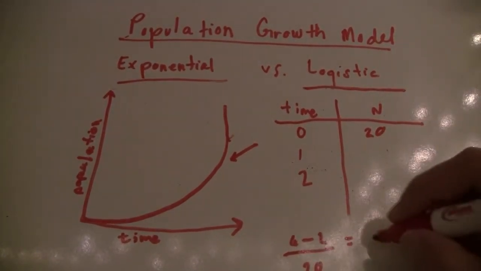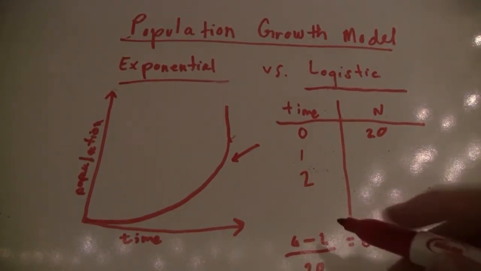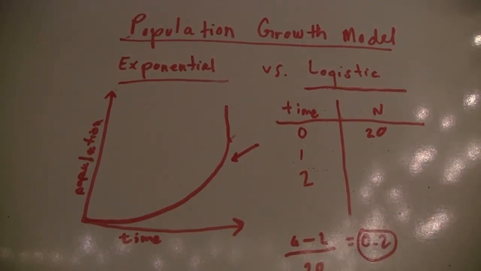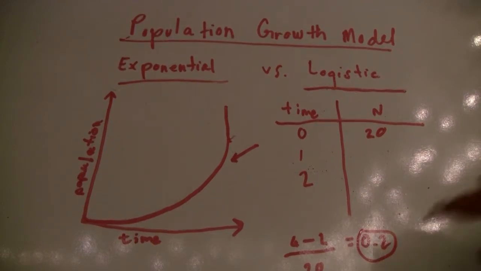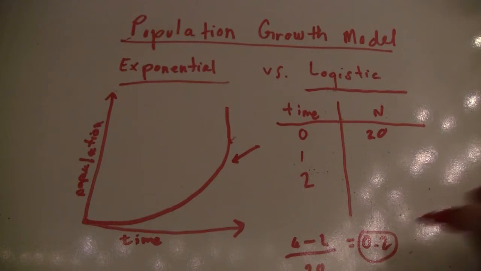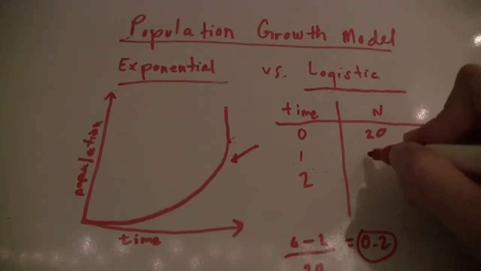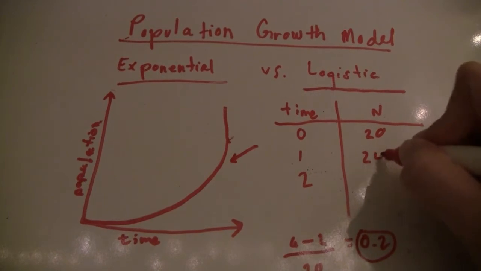That is equal to 0.2. This is our r, our growth rate at which the mice grow. Then we can multiply it times 20 and we get 4. We add that number to our original size, N, and so we get 24 for the first generation.